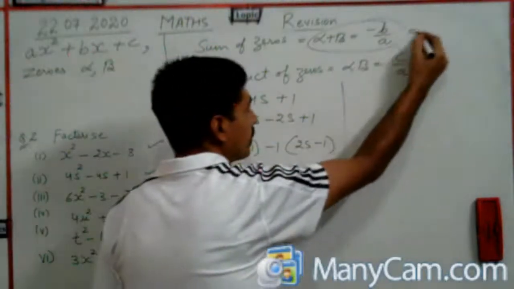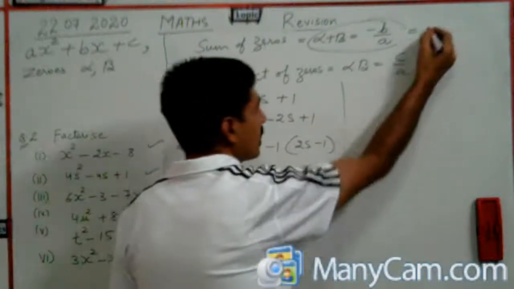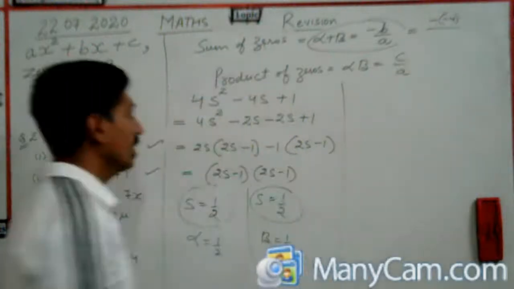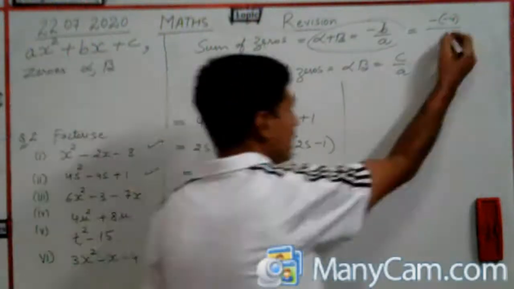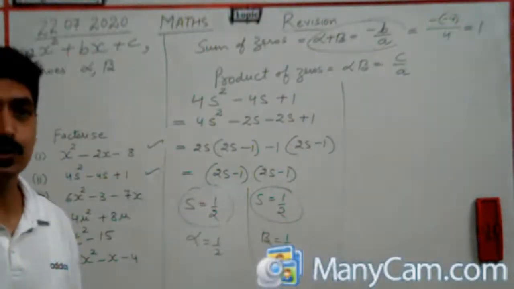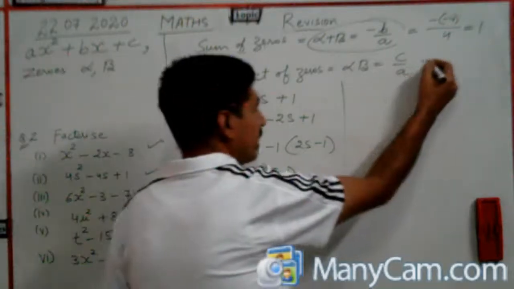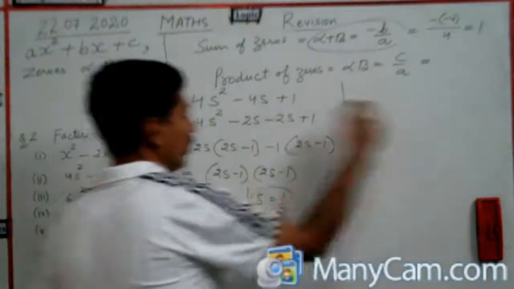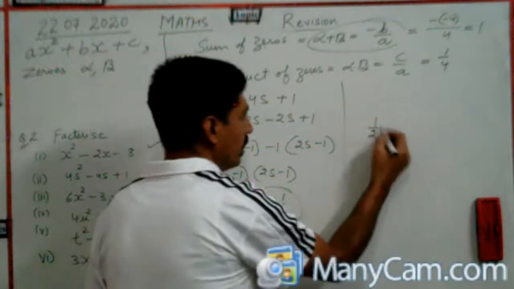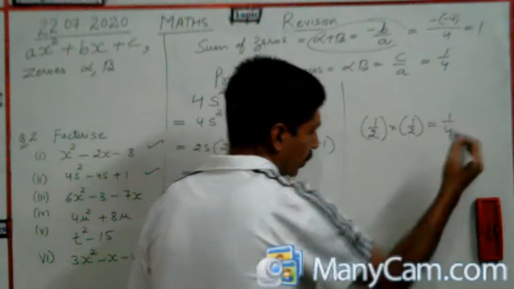Let's check here. That is minus of b. Minus of b is minus of minus 4, upon a is 4, which is equal to 1. Right? It is equal to 1. So this is also verified, and the product is c upon a. So c upon a is 1 upon 4. Let's check. When we multiply 1 by 2 into 1 by 2, we get 1 by 4. Right?